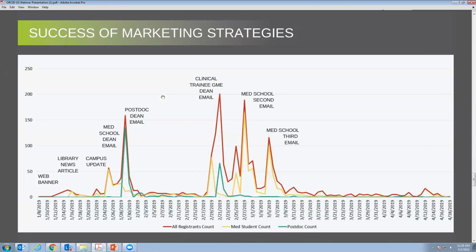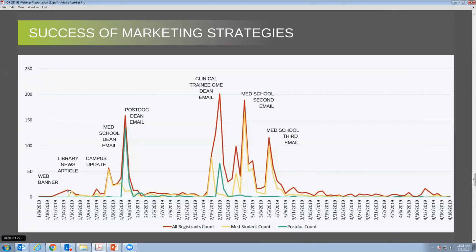So in terms of the success of the marketing strategies, here's the data as of 2 weeks ago. It's just when we finished that calculation. There hasn't been a lot of movement, frankly, in the last 2 weeks. But in terms of the success of each one, we started the web banner at launch, and you can notice that we got maybe 20 people by just having a web banner. The library news article produced a little bit of a jump, which is fine. The campus update then produced that initial boost right here.